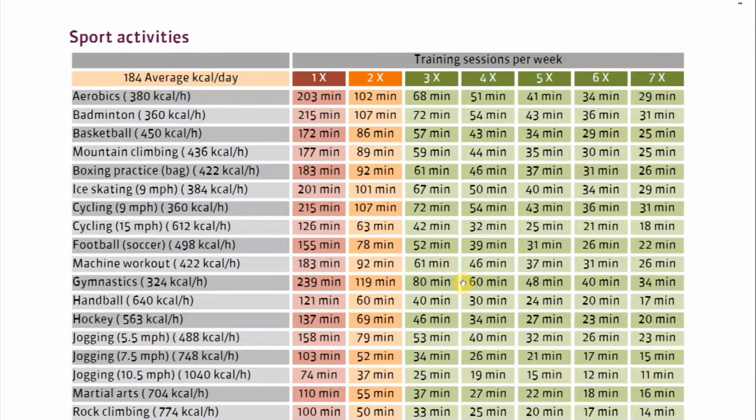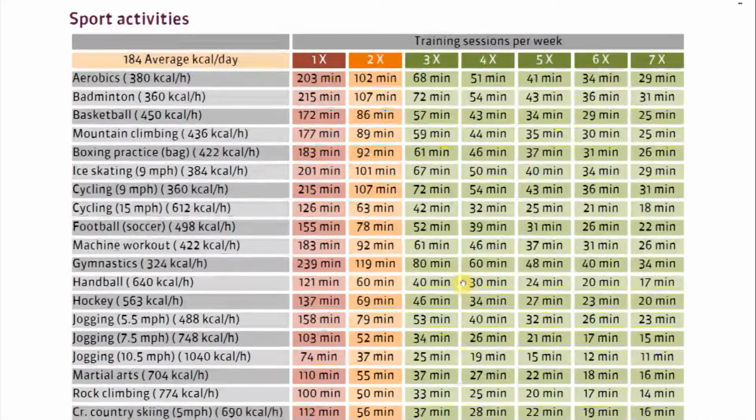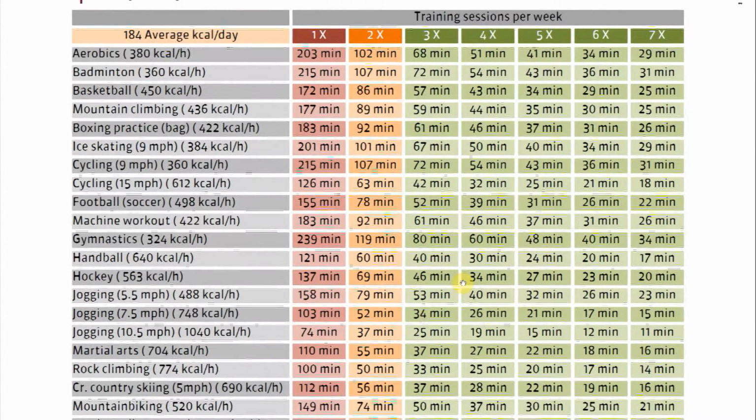First, you decide, I want to do sports or exercise 4 times a week, for example. If that is the case, you go for this training sessions per week 4, and this is the column that you're interested in. And then you say, okay, what do I want to do? For one, I like hockey. Hockey, we know, burns 563 kilocalories per hour, and if I were to do it 4 times per week, I would do 34 minutes of hockey. So I would take a sheet of paper and say half an hour of hockey on Monday.